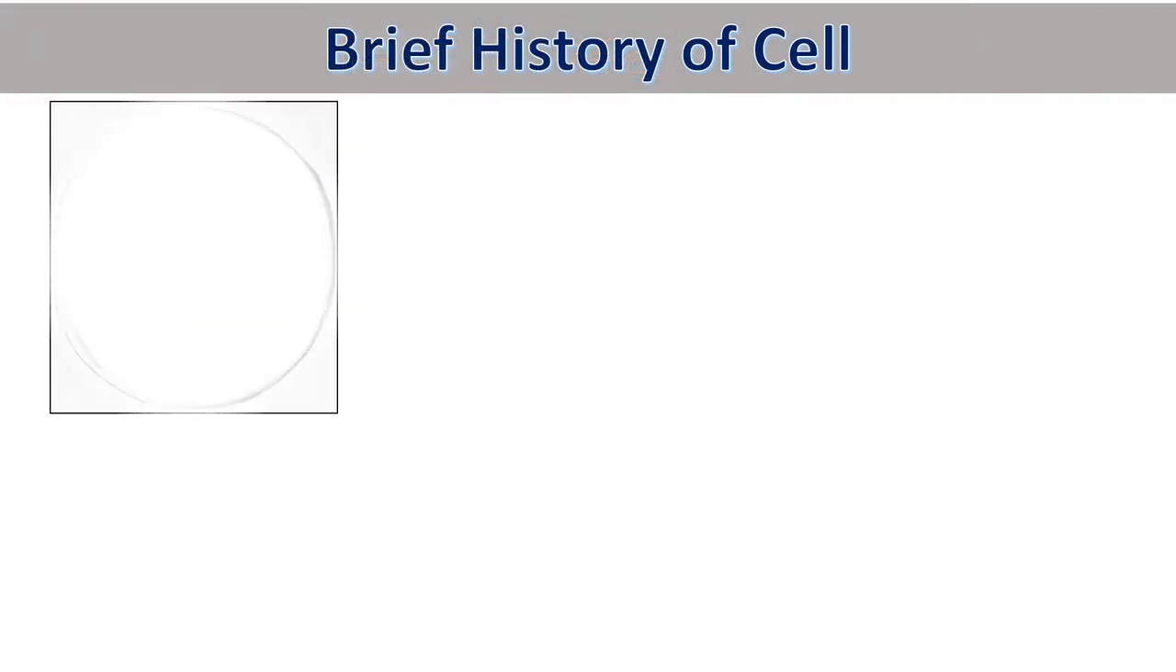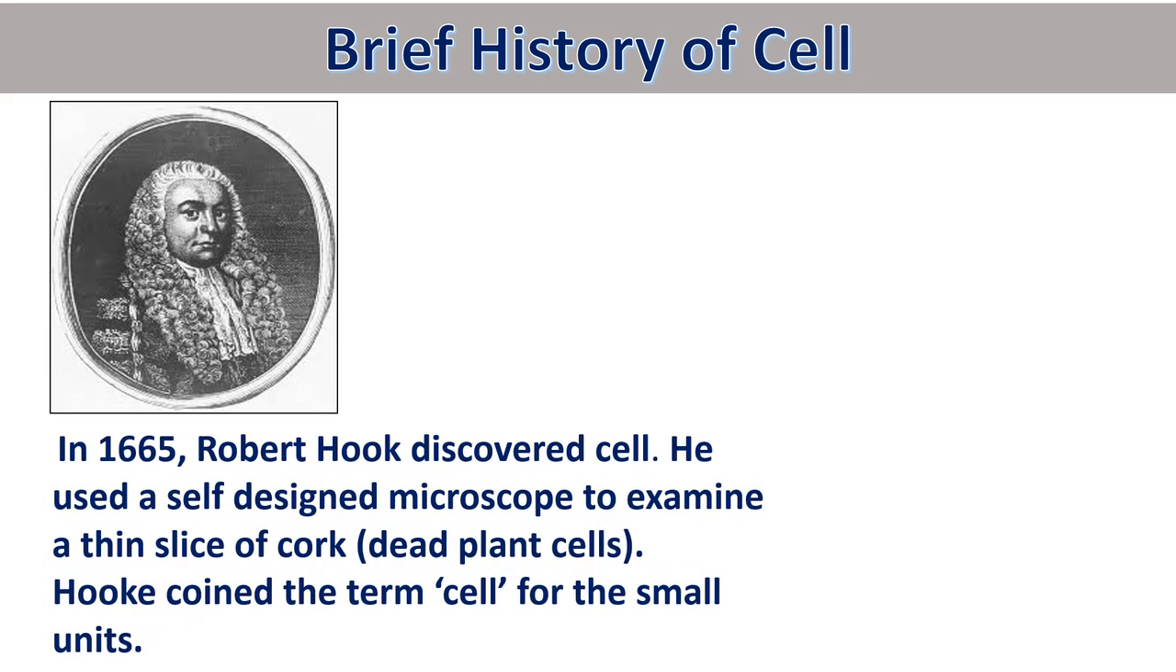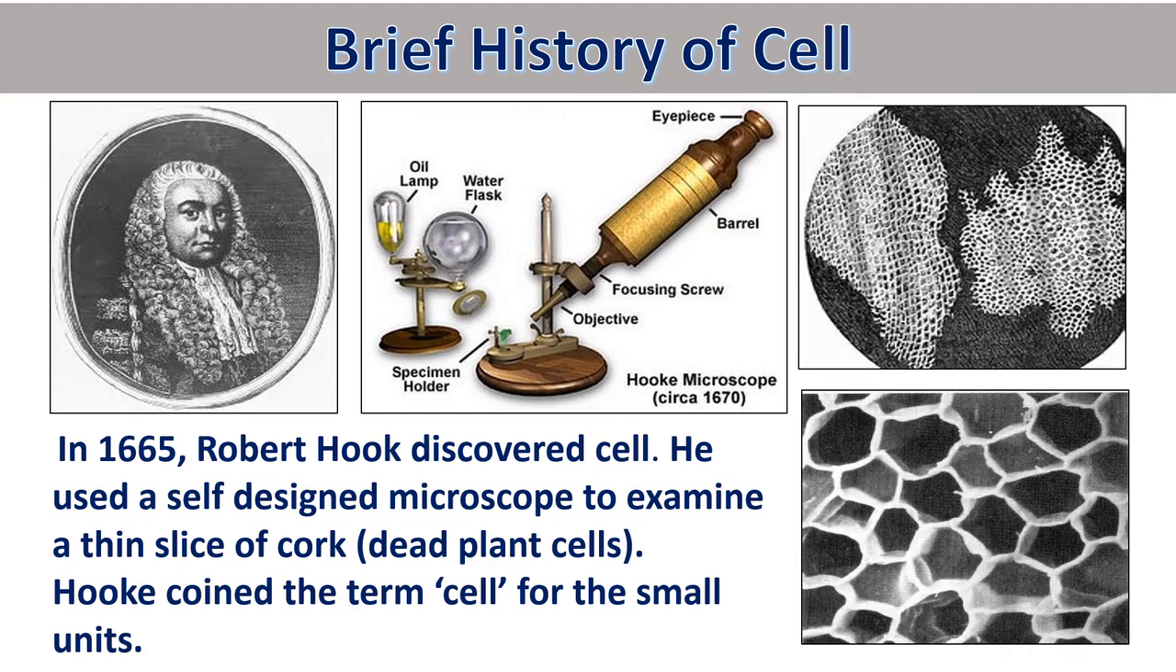Now let us learn about how these amazing cells were discovered. Children, the first ever cell was discovered by an English biologist, Robert Hooke, in 1665 in a thin slice of cork with the help of a self-designed microscope. Children, cork is a part of the bark of a tree and they are dead cells. He observed some honeycomb-like structures, and each unit of these room-like structures was separated by a thick wall. He named these units as cell.